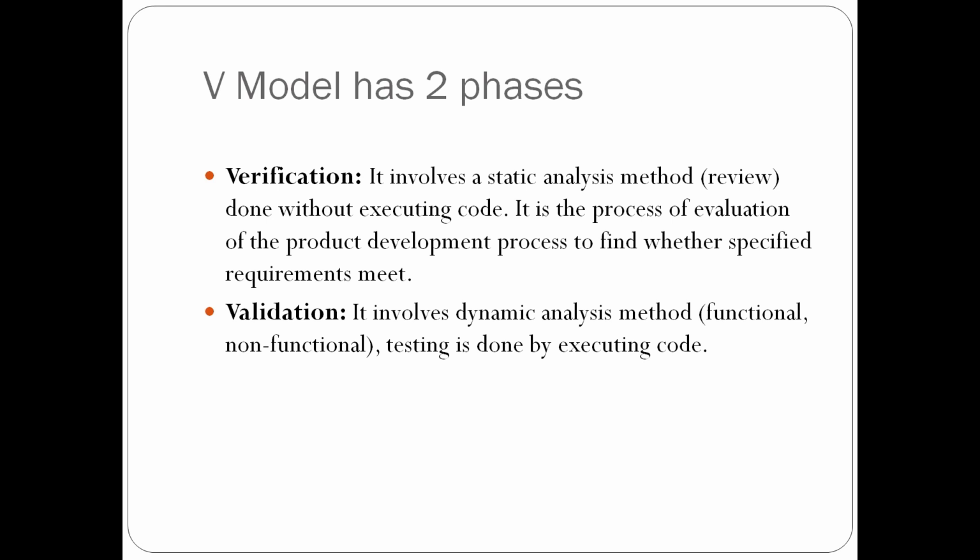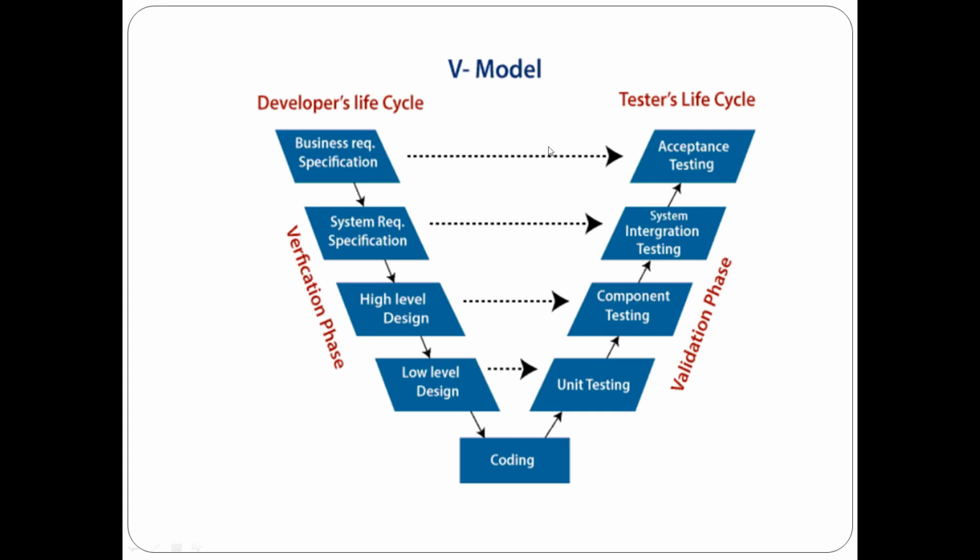So the V model contains the verification phase on one side of the model and the validation phase on the other side. And the verification and validation processes are joined by a coding phase. So they are joined by a coding phase in a V shape, thus it is known as the V model. Along with the developer's life cycle, the tester's life cycle is in parallel.